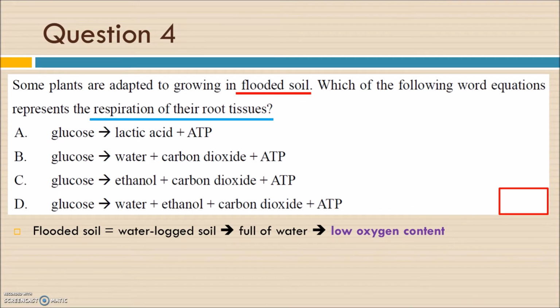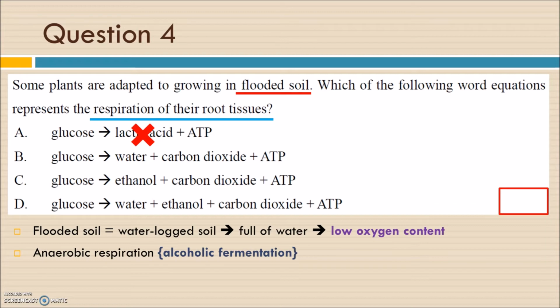In question 4, the keyword is flood soil, which means that the soil is full of water. In other words, it implies that the oxygen level in soil is low. So the question about the respiration must be anaerobic respiration.